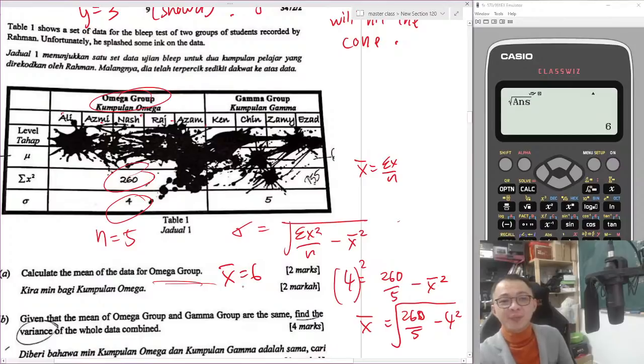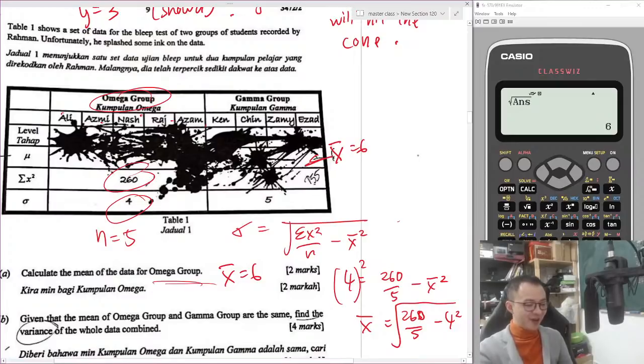Okay. Is there any question you want to ask me? Alright, so given that the means of the omega group and gamma group are the same, I know for the gamma group the mean will be 6 as well, because they say it will be the same.